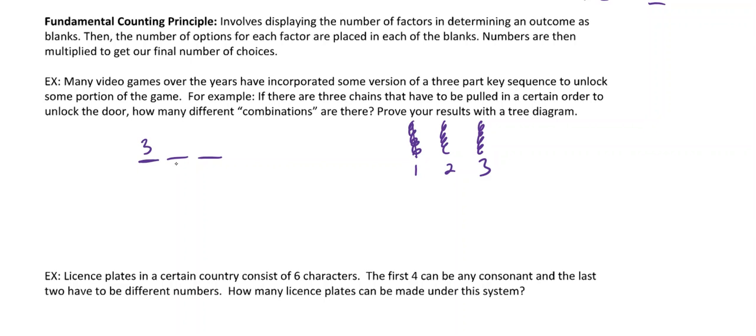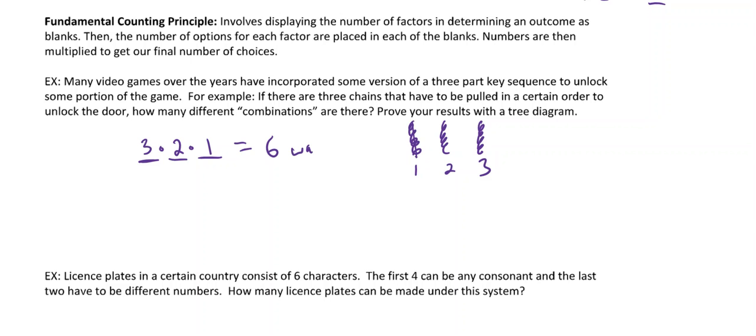So I like making these blanks. You'll see me doing that quite often, where this is my first option. And then after I've pulled that first chain, how many chains do I have left to pull? Well, I only have two left. And then after I pulled the first chain and the second chain, how many options do I have left? Well, I only have one option left. And then the fundamental counting principle says we just multiply the number of ways. So there would be six different ways that we could pull the chain, right?